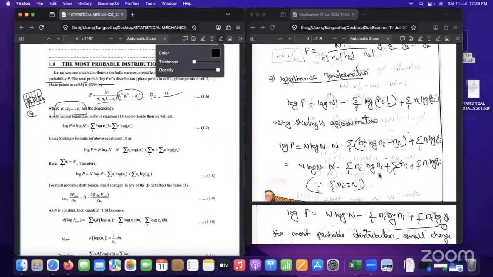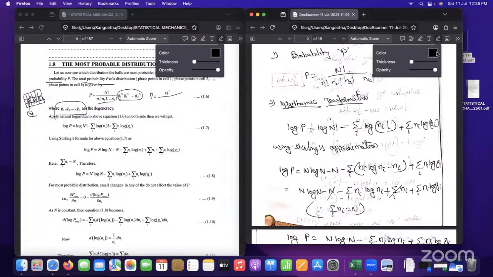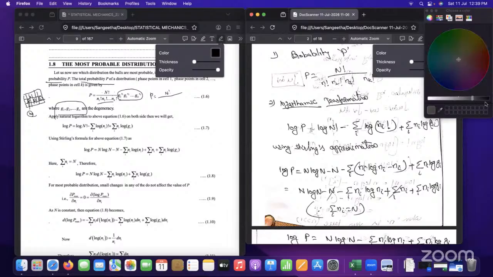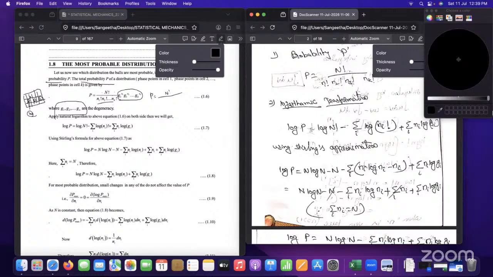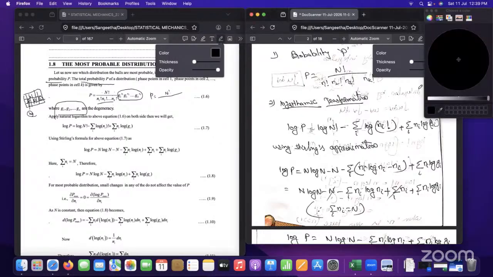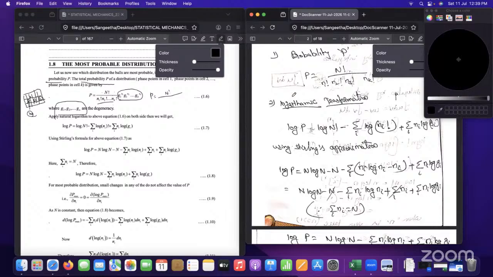Taking log to the first equation. What is the first equation we have? The first equation is P equals N factorial by N1 factorial, N2 factorial, N3 factorial, up to Nk factorial. Already the equation is written.